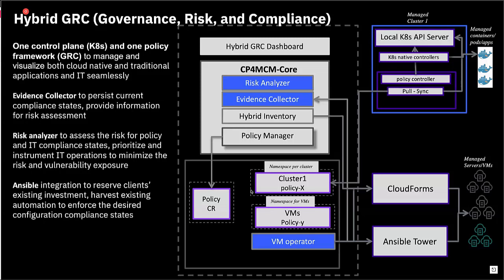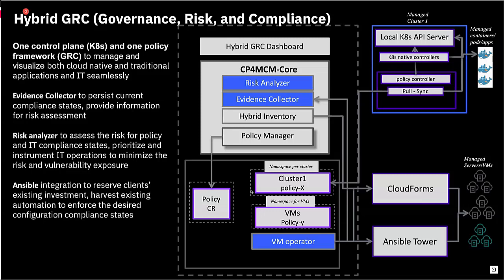The third part is the risk analyzer. So we are able to assess the risk for both the policy itself, like the control, the compliance policy control, and also the vulnerabilities present, combined with the IT compliance states. By doing this, we can help the operational team to prioritize and instrument their work, focusing on the most risky and vital resources, and make sure they are safer and safeguarded. By doing this, we can minimize the entire risk and vulnerability exposure for the client IT environment.